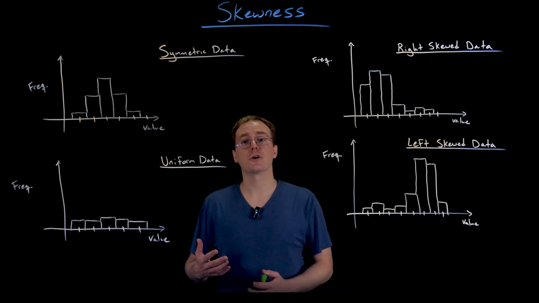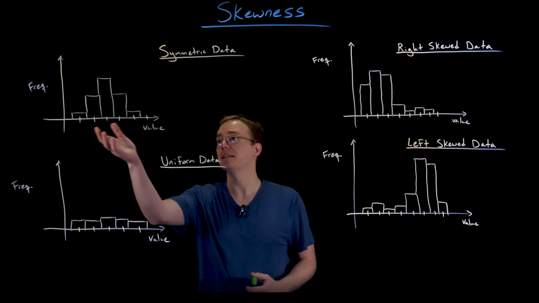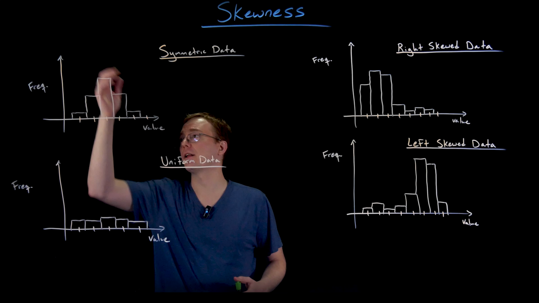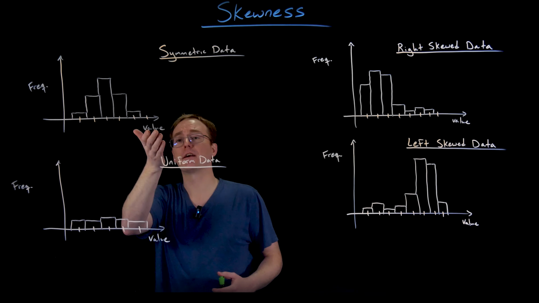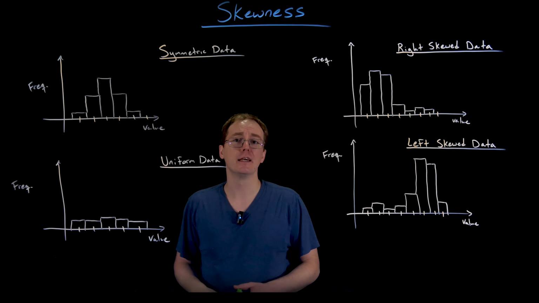So let's go ahead and start off by talking about symmetric data. And so here is a histogram of an example of a set of symmetric data. And so on our vertical axis, we just have frequency. And then on the horizontal axis, we have our data values. And we're not actually looking at any specific examples here, but this is what a typical histogram might look like.